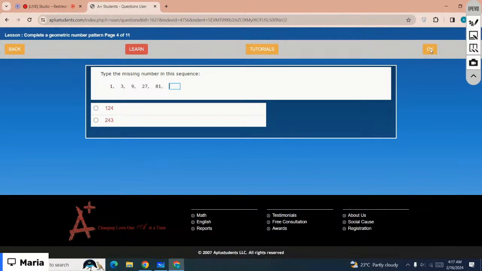Type the missing number in the sequence 1, 3, 9, 27, 81. Which is the next one in the sequence? The next one in the sequence is, yes, that is 243. Very good.